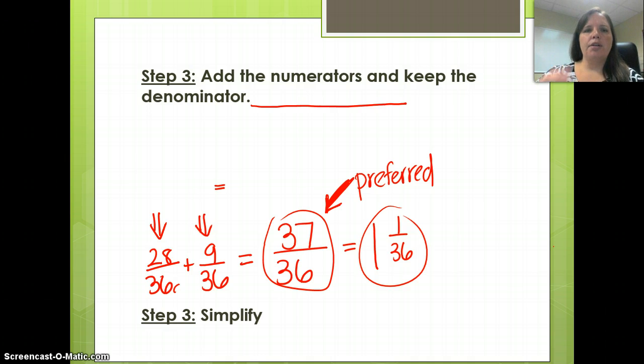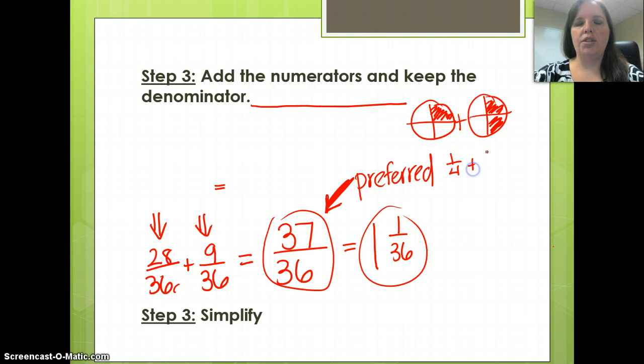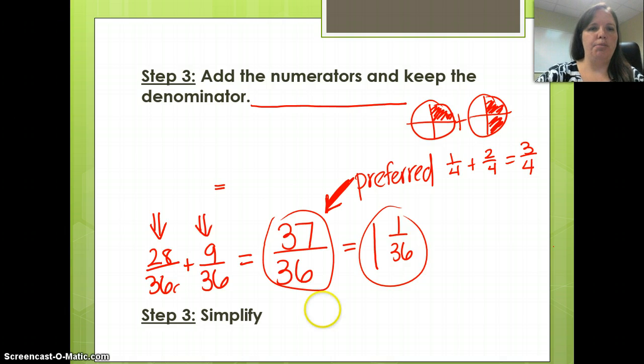The one thing I want to say is, just to remind you, why do you add the numerators and keep the denominator? Well, think about when you add up, we'll just do a picture here. If you add up 1/4 plus 1/2 or 2/4, think about what you have now total. 1/4 plus 2/4. If we put those pieces together, you have 3/4 of the pie. It's not that you don't add both numerator and denominator. That should be step 4, sorry.